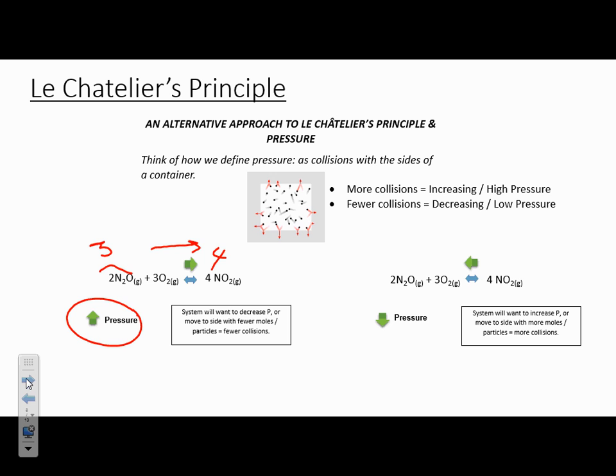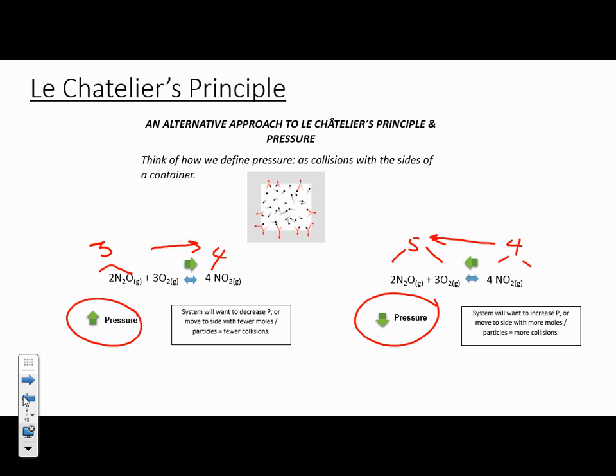Conversely, if we decrease the pressure, the system is going to want to do the opposite to bring the pressure back up or return the system to equilibrium. So in order to bring the pressure back up, it has to go in the direction of most collisions. In this case, you have 5 moles on the reactant side and only 4 moles on the product side. So the direction favored is the one with the most particles, more collisions, higher pressure.